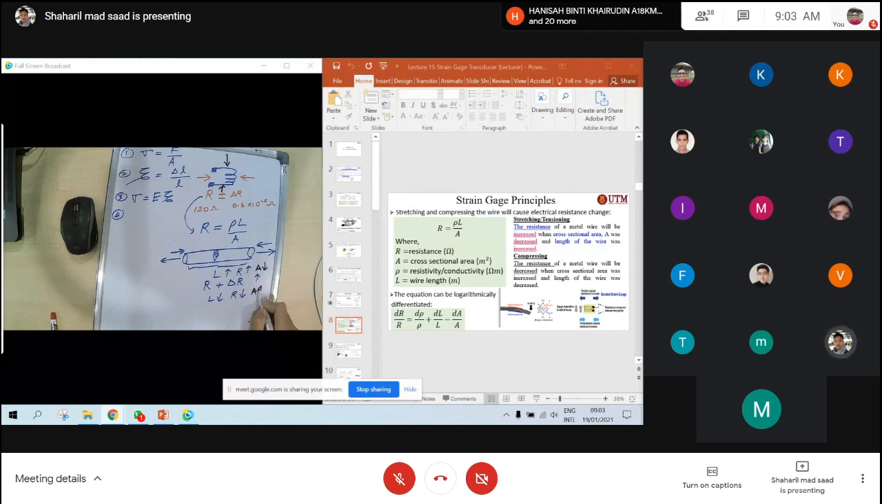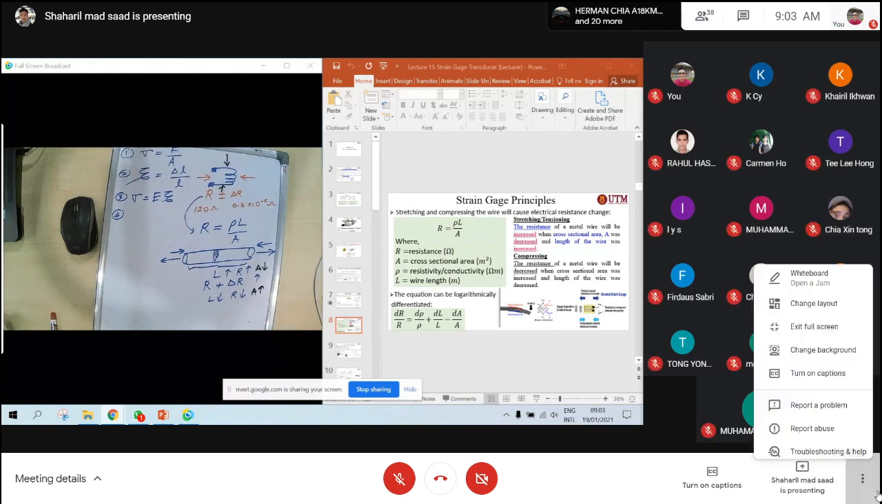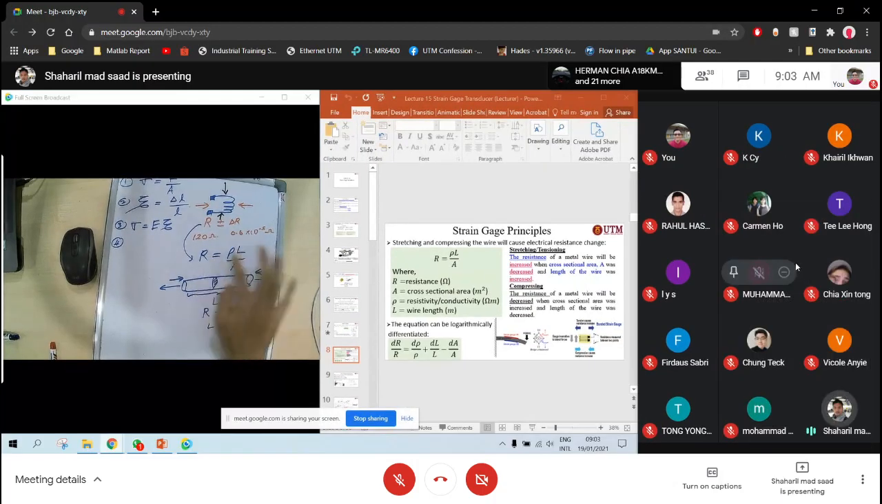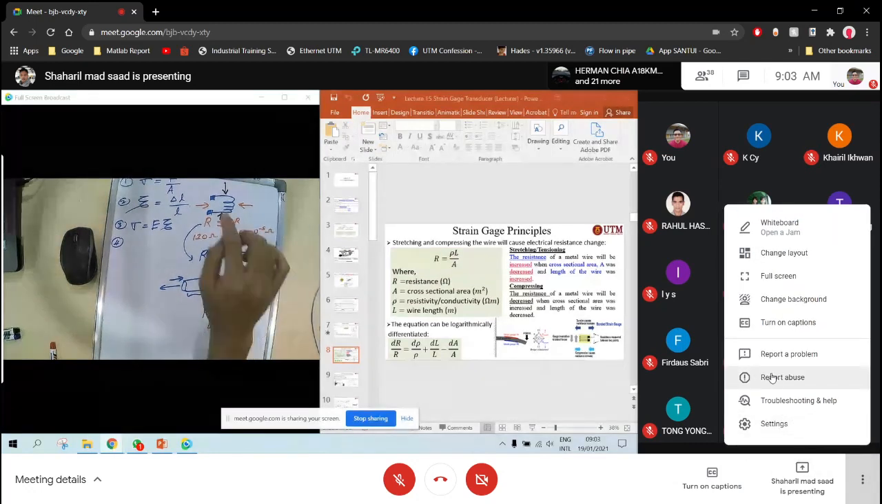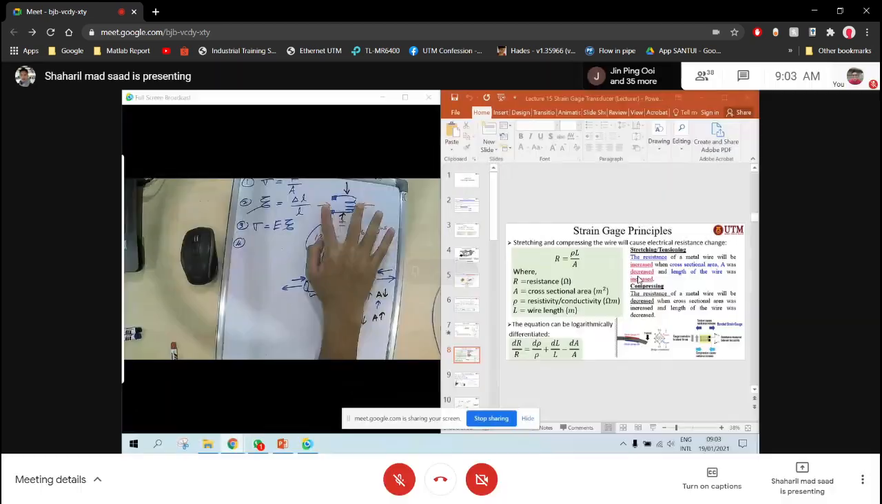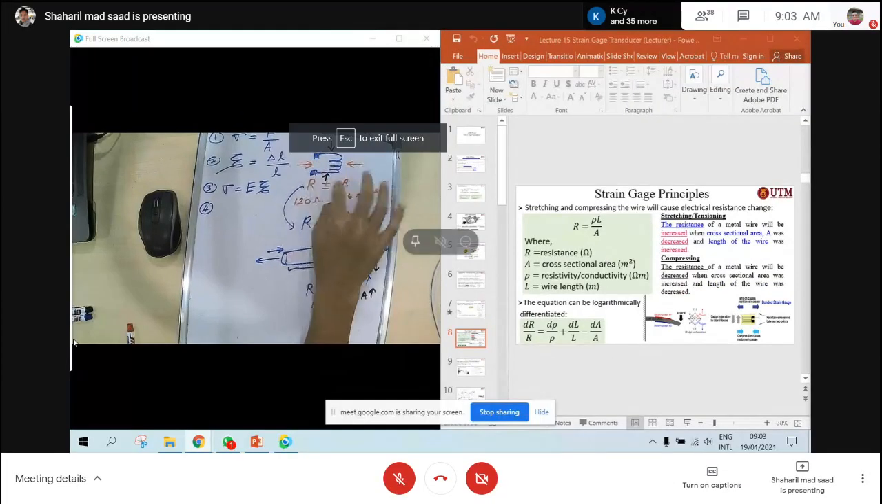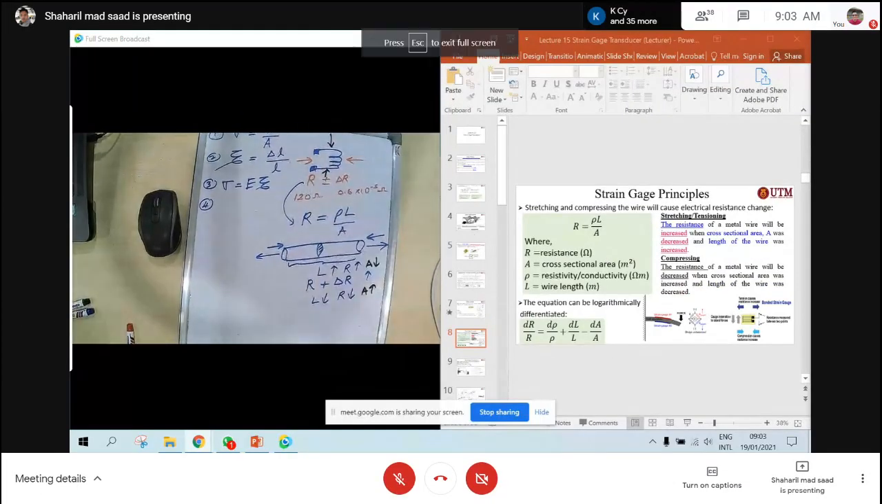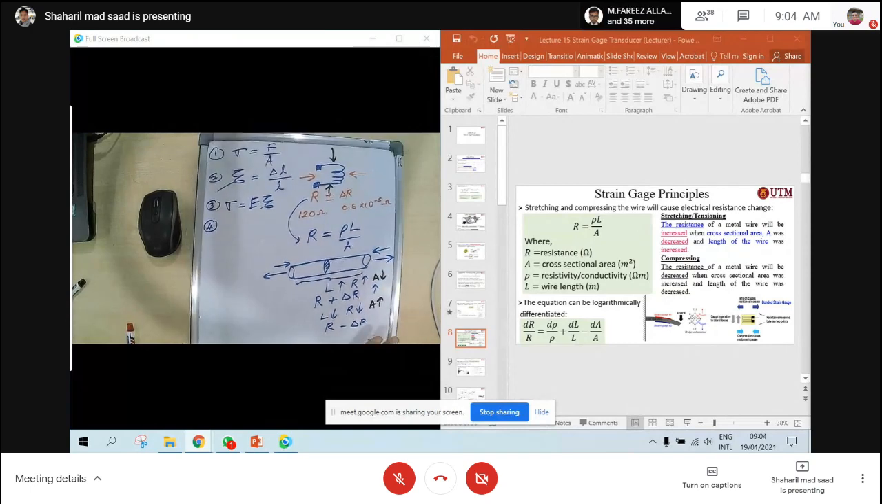One, the area will be increased. So this is the concept. This formula is only to determine whether the strain gauge will happen plus or minus. For this one, you got R minus with theta R. Okay, so far so good. Any question?